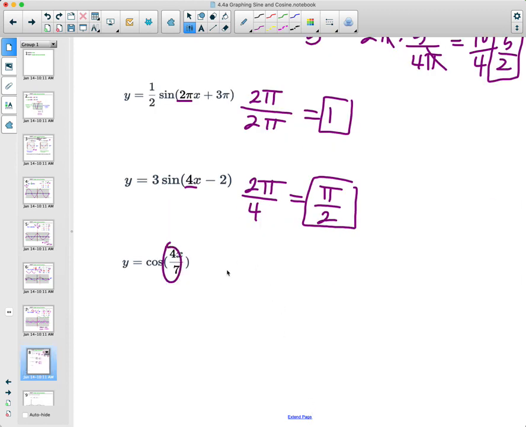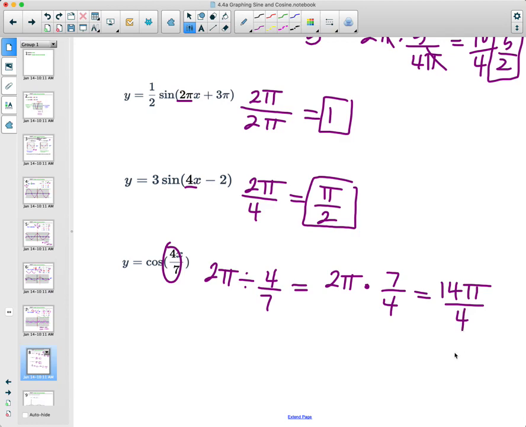A fraction, so again, this one I would write this way, 2 pi divided by 4/7, so that then you can flip it and multiply. So change it to multiplying and then flip that fraction. So you're going to get 14 pi on top over 4 on bottom. Divide by 2, so you get 7 pi over 2.